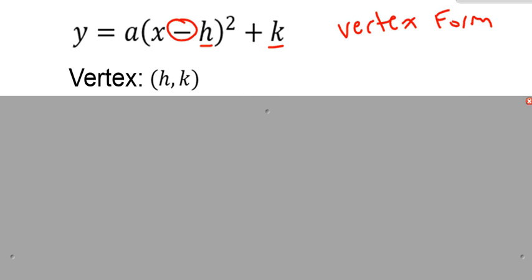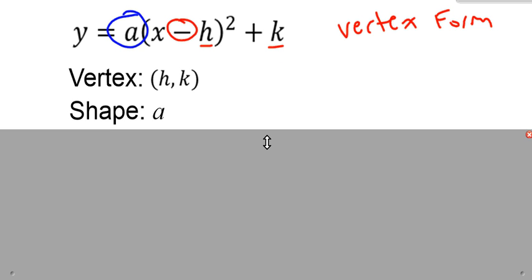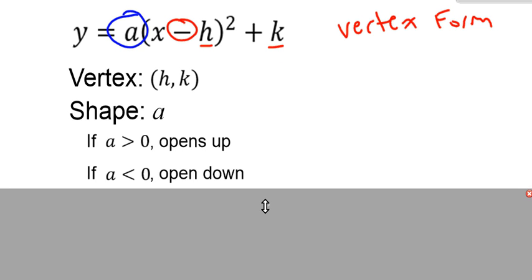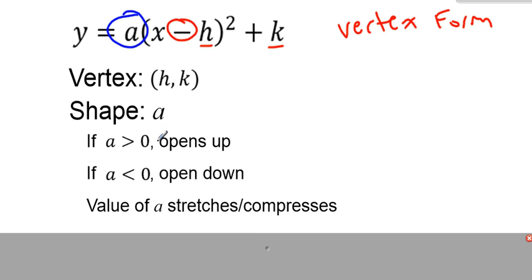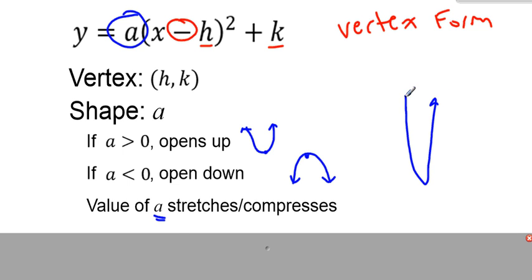And the value of a tells us the same thing that a always does, which is the shape of the quadratic. Specifically, if a is greater than 0, it opens up and therefore has a minimum. If a is less than 0, it opens down and therefore has a maximum. And of course, the value of a tells us if the shape is very narrow, meaning it has been stretched, or if it's very wide, meaning that it has been compressed.